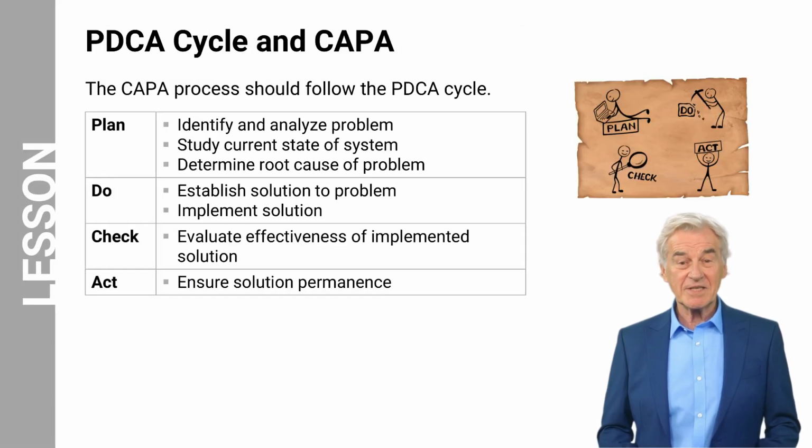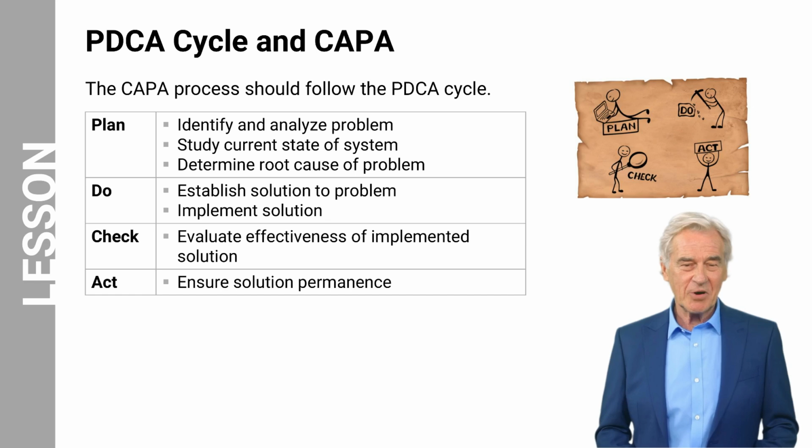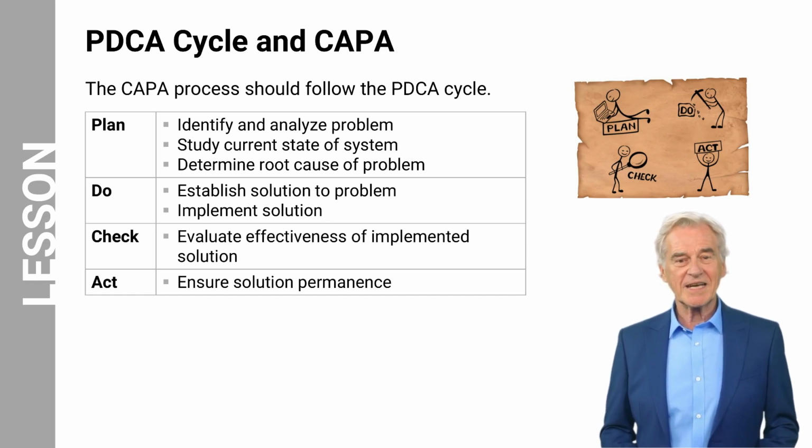The process for implementing corrective and preventive actions, abbreviated as CAPA, should follow the PDCA cycle. First, you should plan, document, and analyze the problem and its cause. Second, you should do and implement a solution. Third, you should check and evaluate the effectiveness of the implemented solution. And lastly, you should act and ensure the solution's permanence. Each portion of the Plan, Do, Check, Act cycle is discussed in more detail on the next slide.